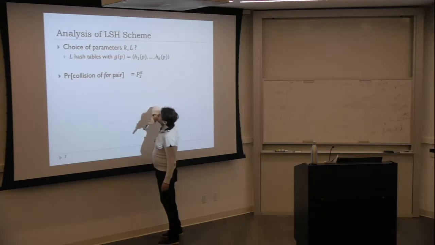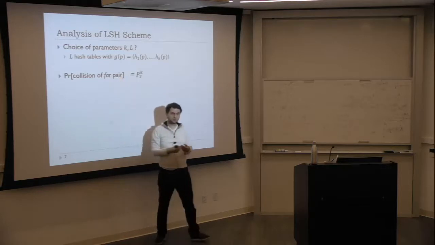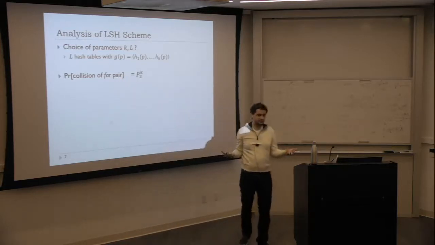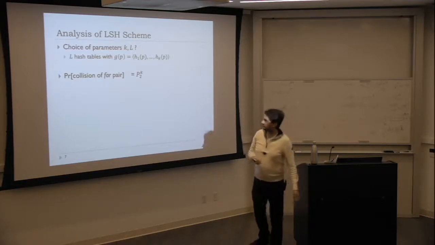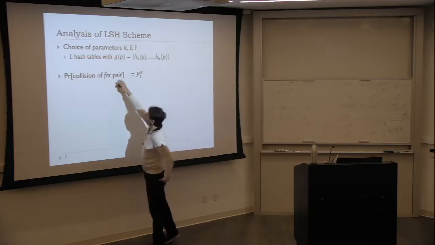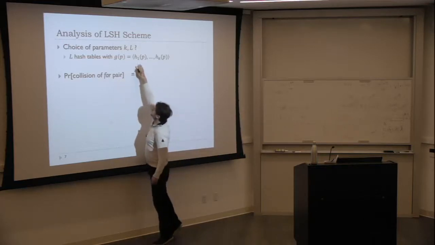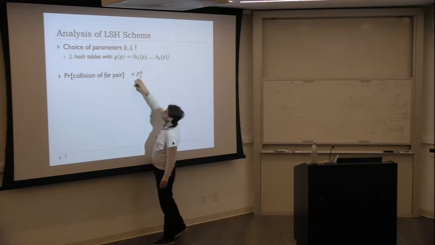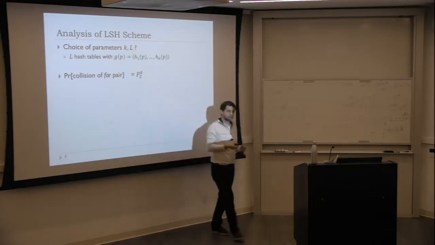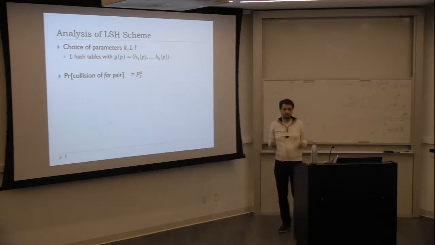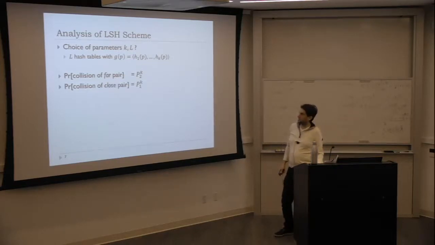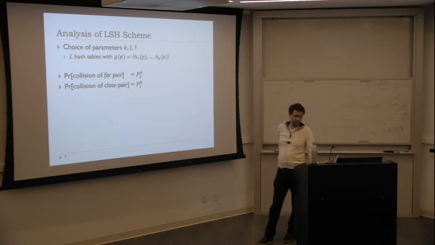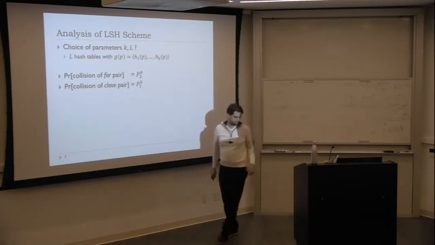And we can now compute the probability of collision under function G. This is a concatenation of K independent hash functions, so the probability of collision drops exponentially in K. In particular, the probability of collision of far points under one hash function is P2, but if you concatenate K of them, it becomes P2 to the power K, right? Because collision under function G means collision under each of the K primitive hash functions H. Similarly, collision for a close pair is P1 to the power K. Again, this is collision under function G.